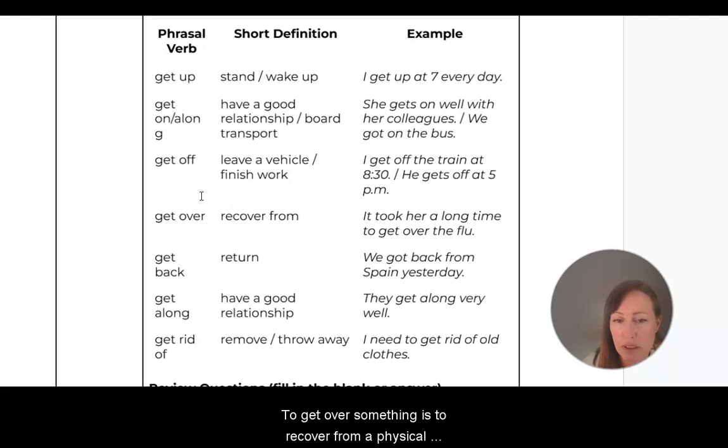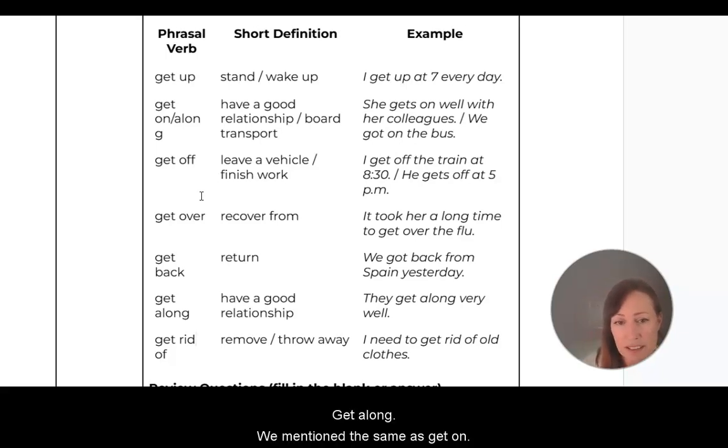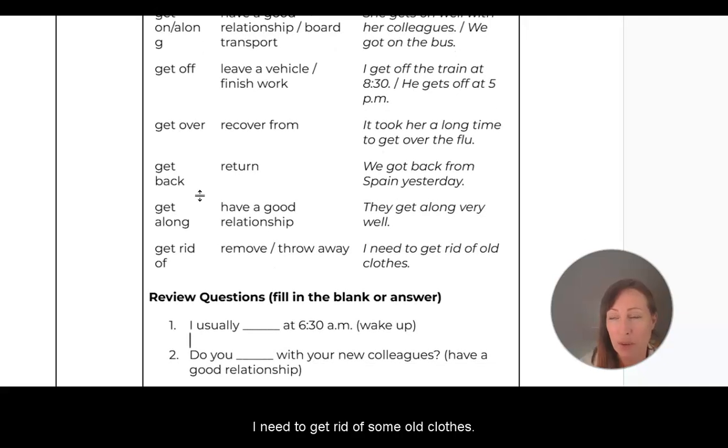To get over something is to recover from a physical illness or an emotional upset. I get over a cold in 2 days. It took a long time to get over COVID. It's difficult to get over a broken heart or the death of a loved one. To get back is to return. I left on Monday, I got back on Tuesday. Get along we mentioned, the same as get on. To get rid of something or someone, deshacerse de. I need to get rid of some old clothes, or we should get rid of her. She doesn't work very well for the company. So, get rid of, remove or throw away.